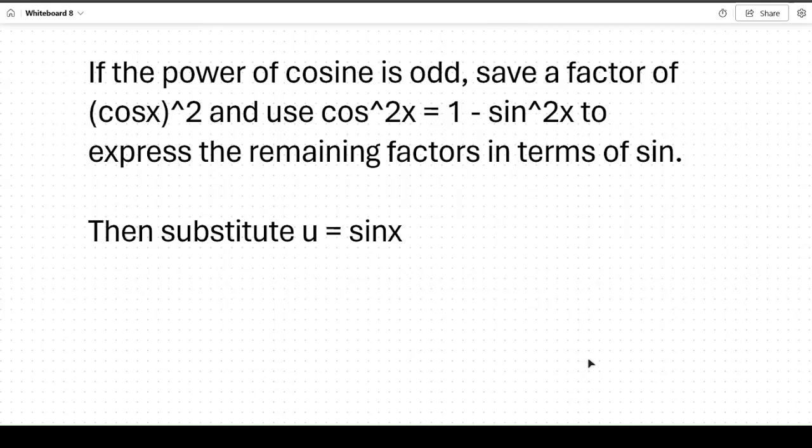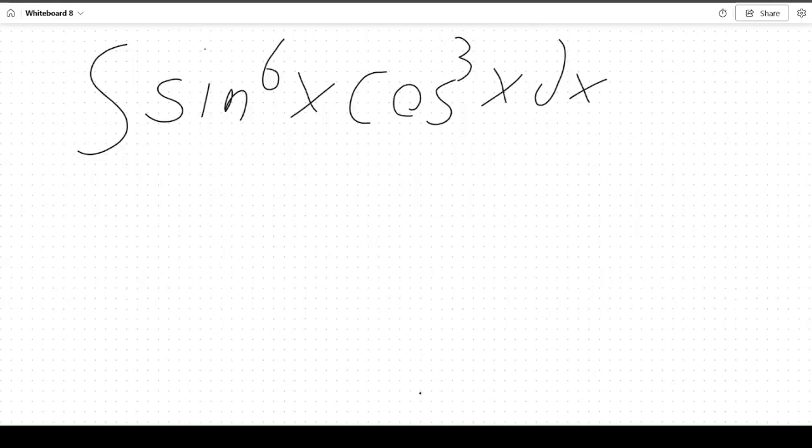So when we have a problem where cosine has an odd exponent and we are trying to integrate it, we are going to use this method to integrate it, because you're going to need that in calculus. So let me give you an example. Here we have the integral and we have cosine with an odd exponent.